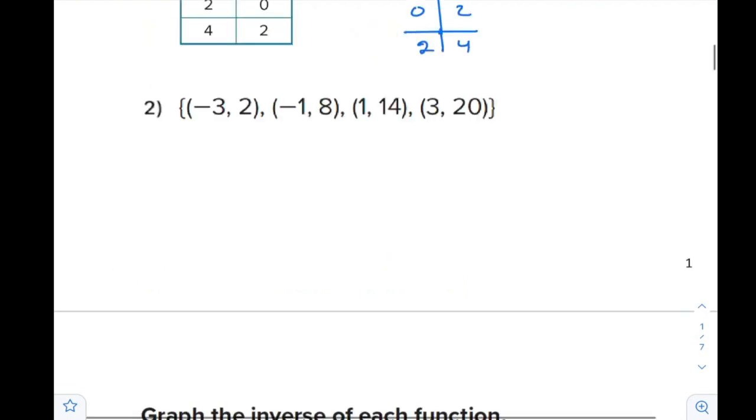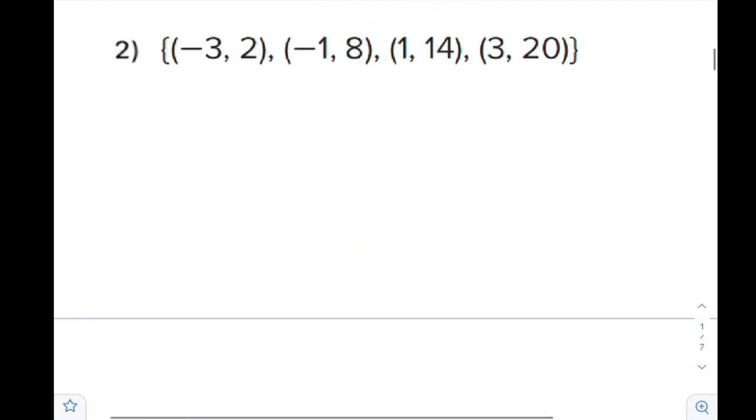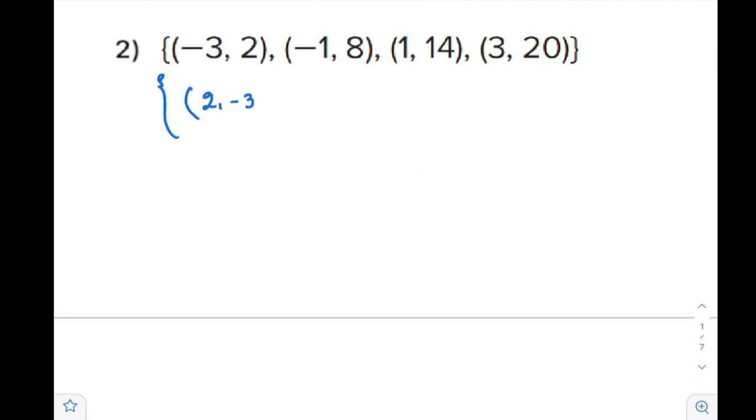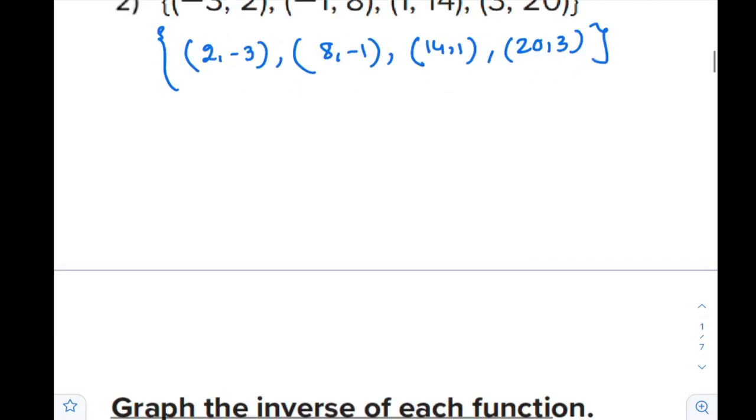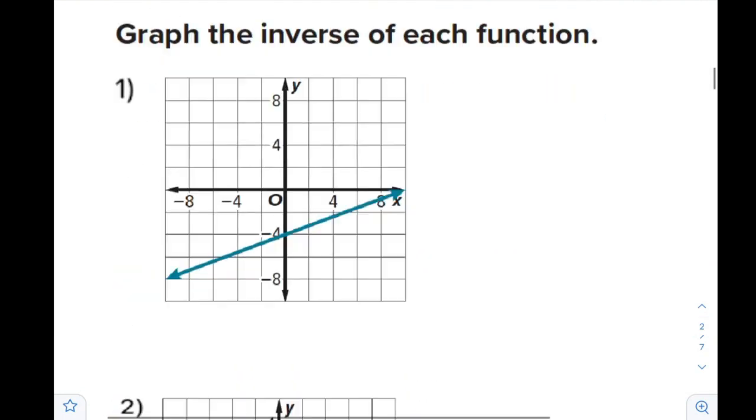The second question, we want to switch as well to find the inverse relation. Don't change the sign. Keep them exactly as they are. So the inverse is exactly that: (14, 1) and this one (20, 3). Done. Now let's use the concept of inverse to graph the inverse of this function.